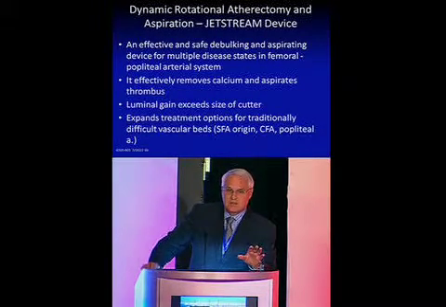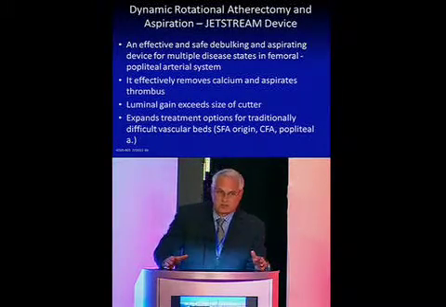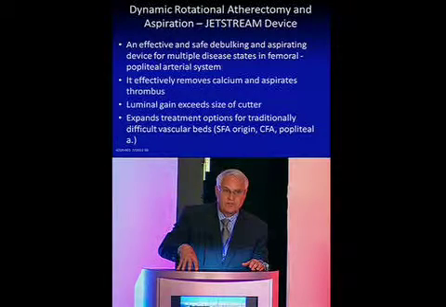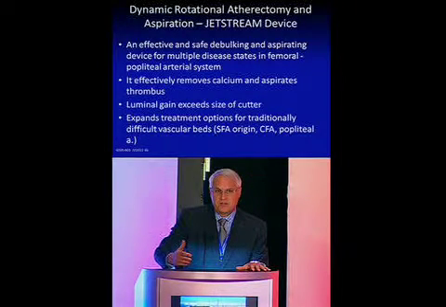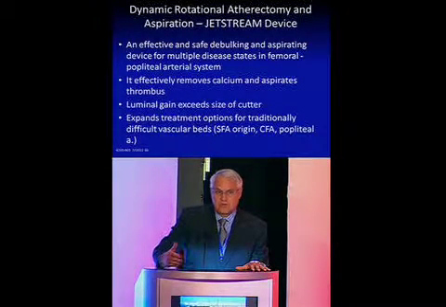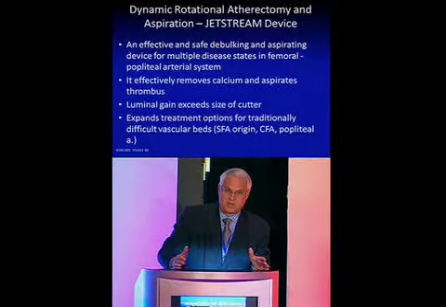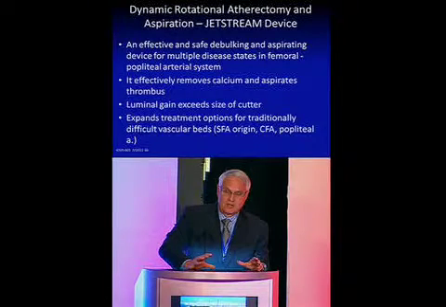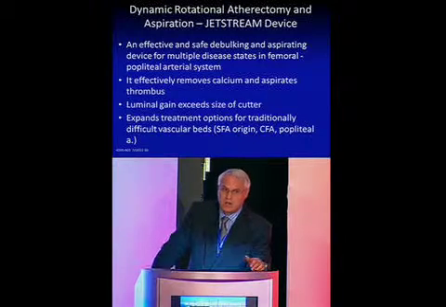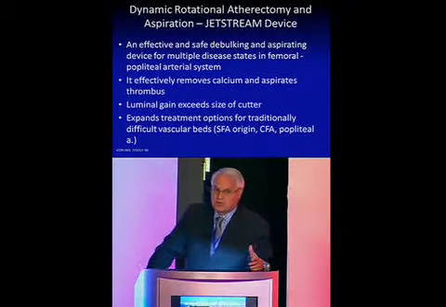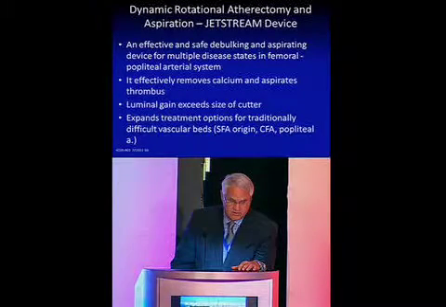If you look at IVUS images for a variety of lesion morphologies, extensive calcium, mixed disease with fibrous disease, or just pure thrombus, you will consistently see improvement in the MLD in each of those beyond what you would predict from the size of the cutter alone, just with the JETSTREAM device alone. And then if you add to that adjunctive balloon angioplasty, there's further increase. So on whole, you can predict about a 45% increase in luminal gain with this device beyond what you would predict from it by virtue of its size alone.